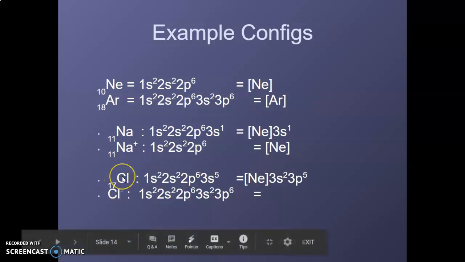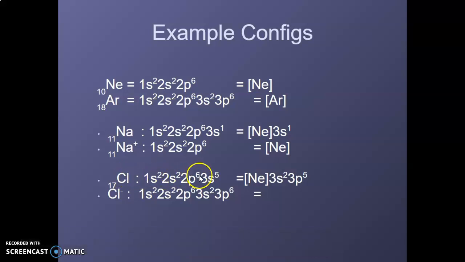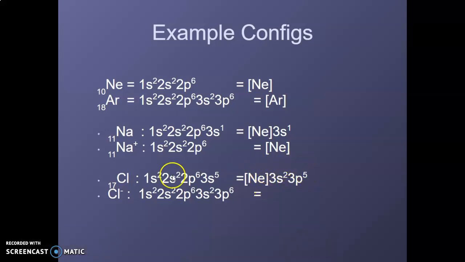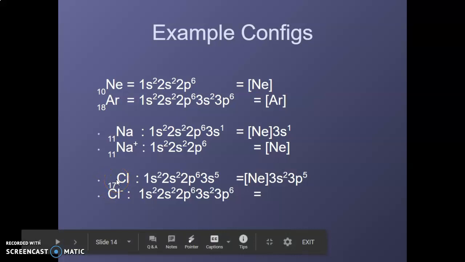If you take a look down here, chlorine in its neutral state would have 17 electrons. 2, 2, 6, and 5 adds up to 17. What we can do is use bracket neon to represent the first 10 electrons and then continue on from there. 3s2, 3p5. So remember, this is 10, there's 12, there's 17. That's how many we want.